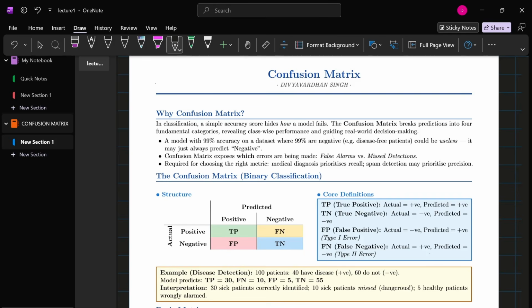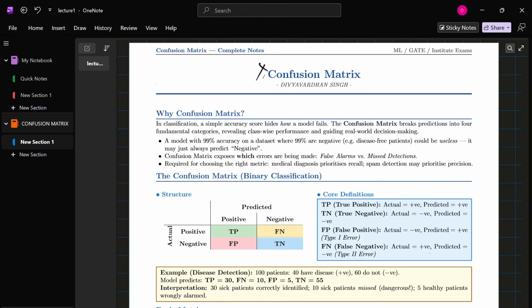Hello everyone. Today we are going to cover one of the most important evaluation tools in machine learning, that is the confusion matrix. So let's start.